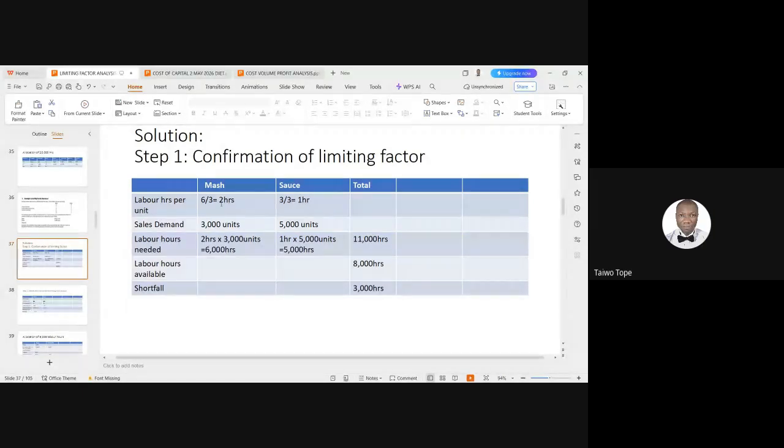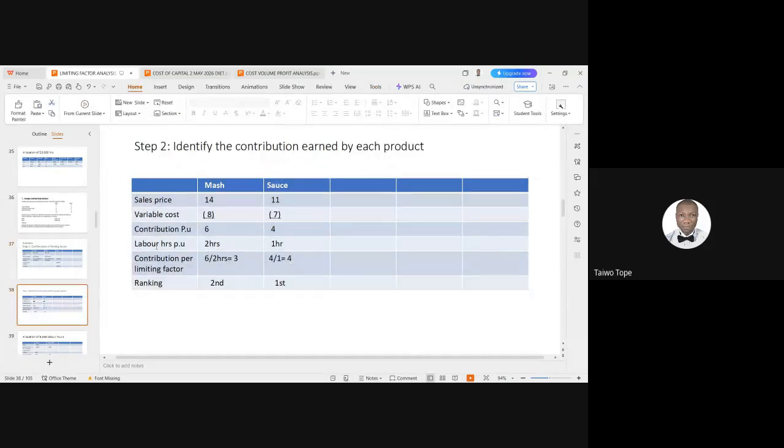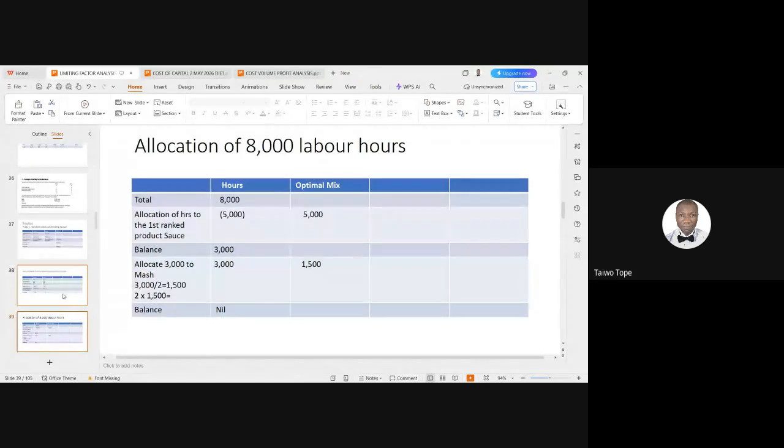So you need these hours now to determine your contribution per limiting factor, which is this. When you determine your contribution per unit over the labor hours per unit, 6 divided by 2, you have your contribution per limiting factor. 4 divided by 1, you have your contribution per limiting factor. I don't know if this answers your question. Yes, sir. Well understood. Thank you, sir.